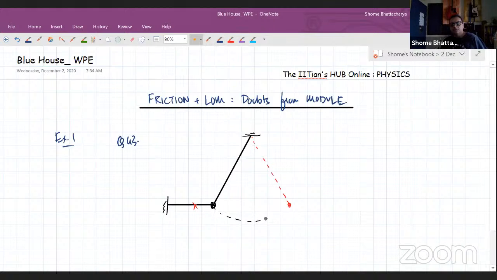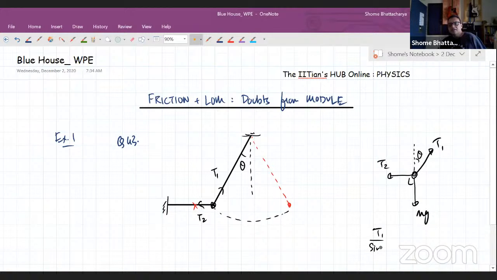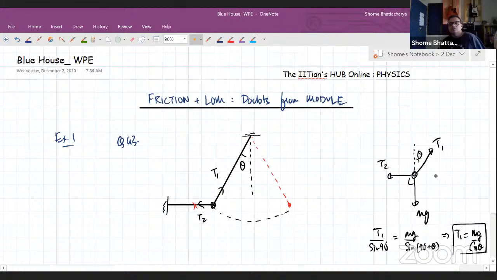Okay, so initially before cutting the thread, when it's at equilibrium, that point of time, let's say this tension is T1, this tension is T2, this angle is theta. So you have T1, T2 and mg, and this angle as theta. So you can see that T1 upon sine 90 is equal to mg upon sine of 90 plus theta. So you have T1 as mg by cos theta. This is the situation because the acceleration is 0.